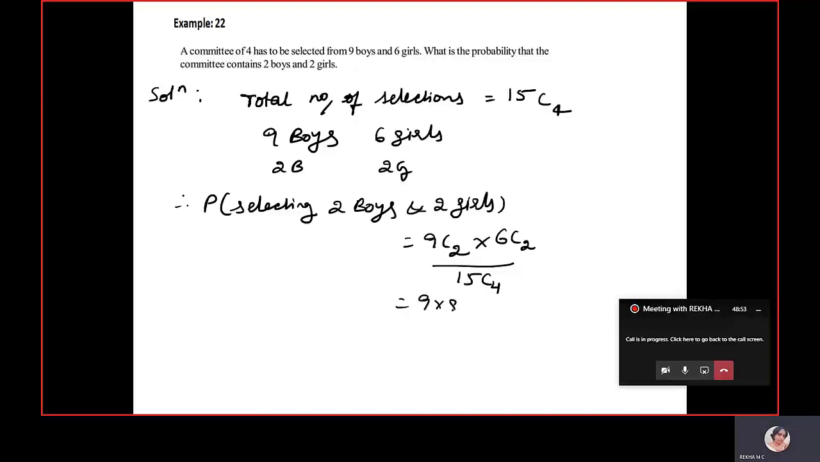So this is 9 into 8 by 2 into 6 into 5 by 2, divided by 15C4. So that is 15 into 14 into 13 into 12 divided by 4 into 3 into 2 into 1, where you can just cancel 15 minus 4, 11 factorial. So you can simplify this. When you simplify all this, you will be getting 36 by 91.